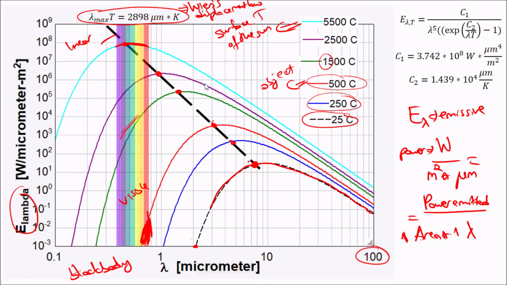And then the last thing is that for the emissive power, the relationship is this one: C1 lambda to the power of minus 5, divided by exponential of C2 over lambda T, minus 1. This one is a constant, this one is a constant, and this relationship is called Planck's law. The graph plotted here is the graph of this function.